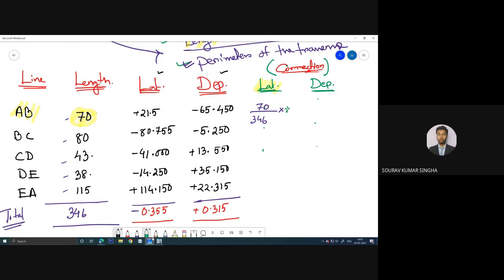Here we need to plus. No need to write the plus over here. You directly put the plus sign here, and in bracket you just write into 0.355, because I have already told, if the error is negative, then we need to make it positive because it is the correction. Is that clear to everyone?